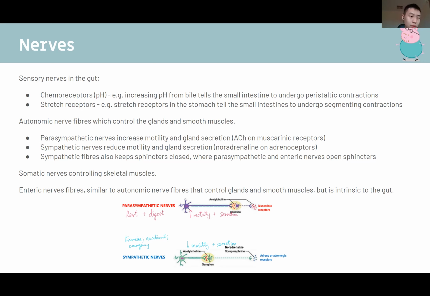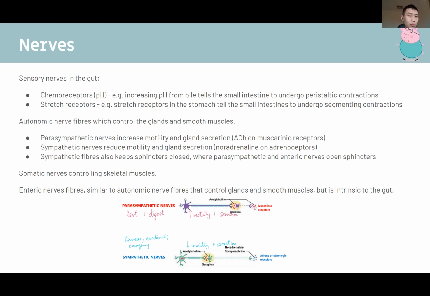And then you can also have stretch receptors, which you talked about. Other than the esophagus, you also have stretch receptors in other places in the gut, including the stomach. Stretch receptors in the stomach tell the small intestine to undergo something called segmenting contractions. Don't worry about segmenting contractions right now. You will probably see that next week in the next video, you have a few videos on gut motility. But just be aware that there are chemoreceptors and stretch receptors.